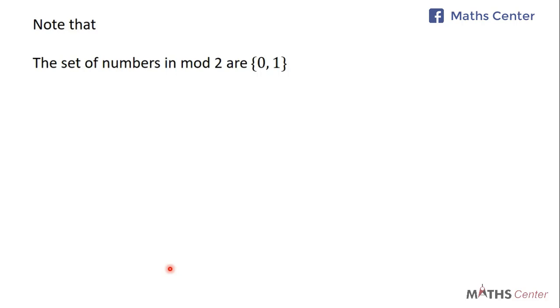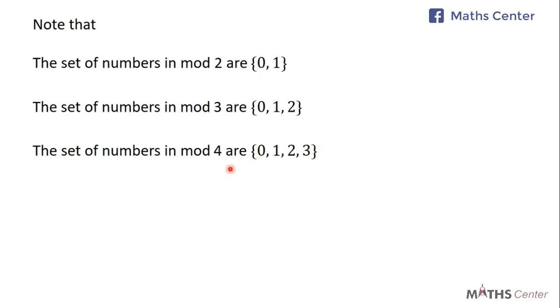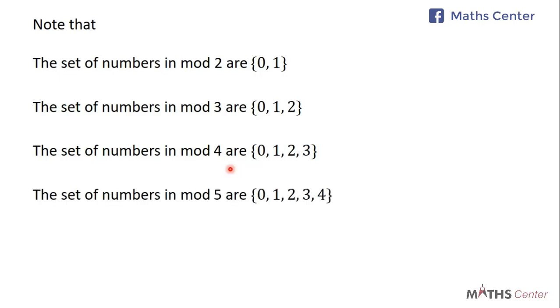So let's note that the set of numbers in mode 2 are 0 and 1. The set of numbers in mode 3 are 0, 1, 2. The set of numbers in mode 4 are 0, 1, 2, 3. The set of numbers in mode 5 are 0, 1, 2, 3, 4. And the order continues on and on. So in mode 6, the set of numbers will be 0, 1, 2, 3, 4, 5. In mode 7, the set of numbers will be from 0 to 6 and so on. So we can see that in each mode, we have a specific set of numbers that we can use.